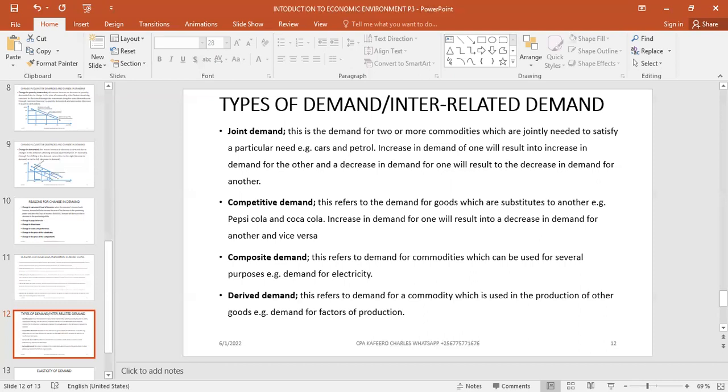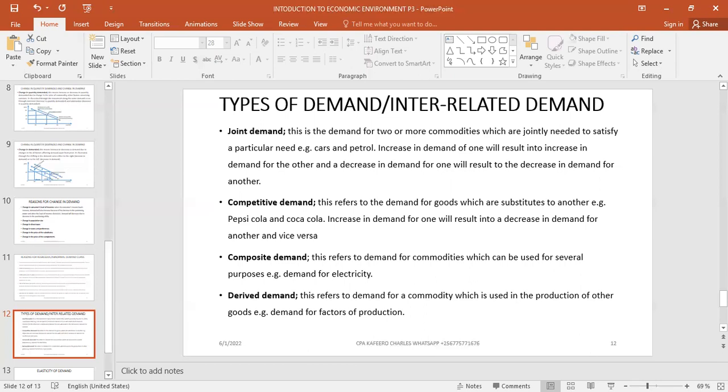If someone is buying a car, we expect you to be buying, let's say, petrol or diesel, because there is no way you can use the item you are buying without buying the other one. If someone is buying a motor, we expect the person to buy petrol, because there is no way you can use that motor without petrol. Those are the things we see in the joint demand, the items you demand for, two or more items which are needed to satisfy a particular need.